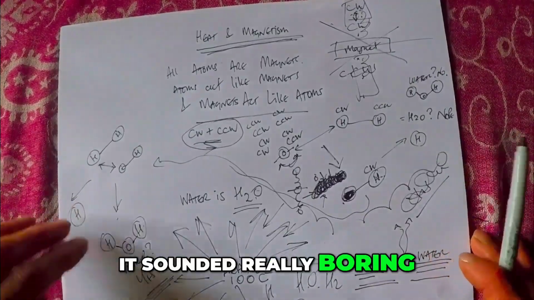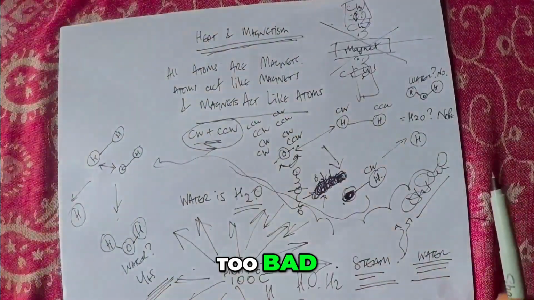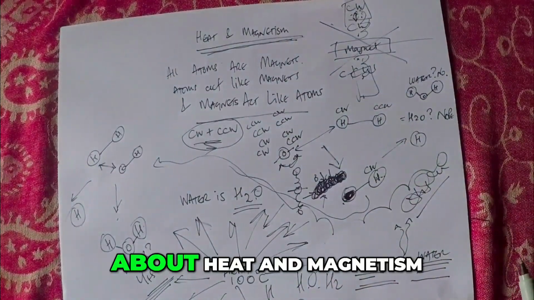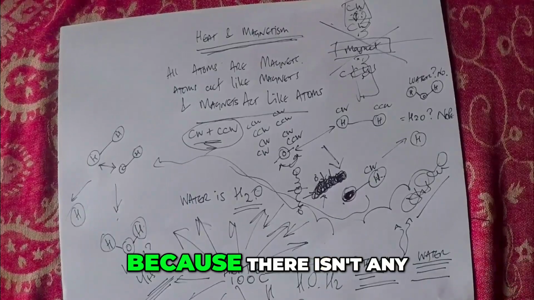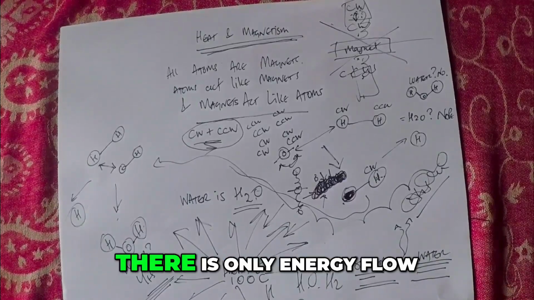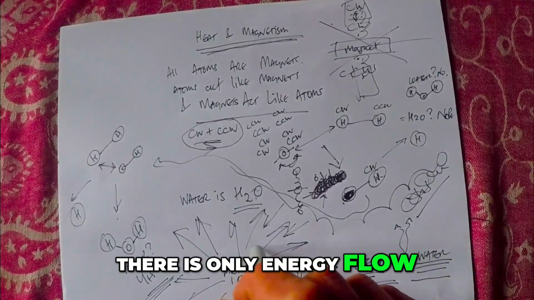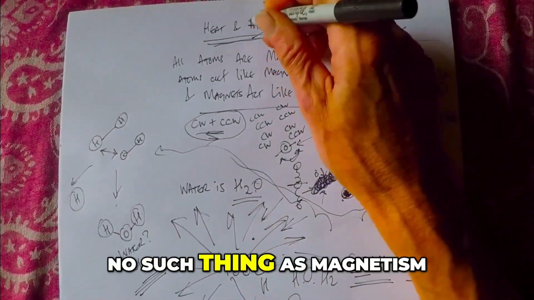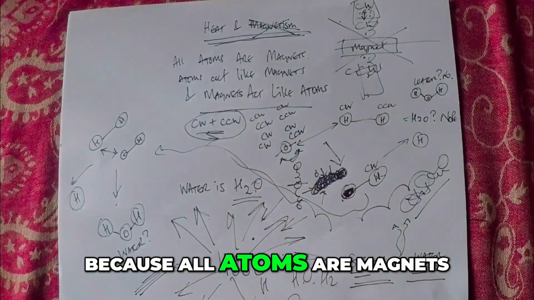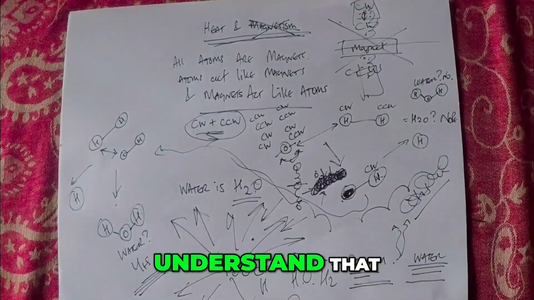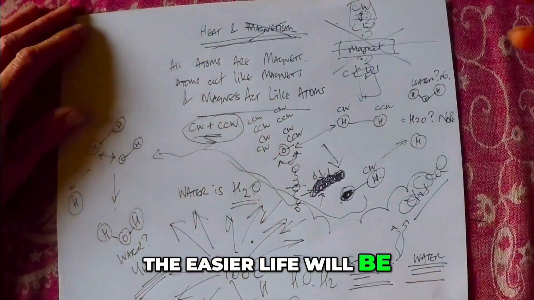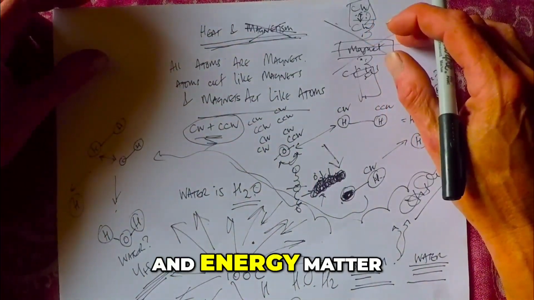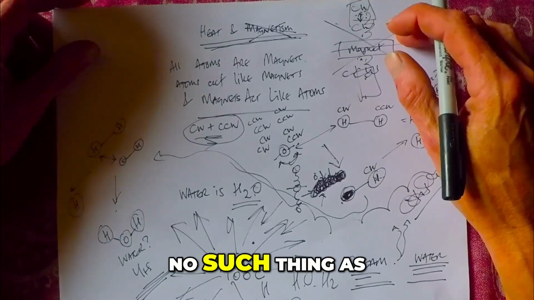I'm sorry it sounded really boring, but I didn't want to mess it up too bad. So, heat and magnetism, why does it happen? Now you know I know pretty much all about heat and magnetism and why it loses its magnetism, because there isn't any such thing as magnetism. There is only energy flow, in or out. No such thing as magnetism, because all atoms are magnets. And the sooner people understand that, the easier life will be. Energy and matter are separate. Energy attracts matter, matter covers energy, and energy moves matter. No such thing as a magnet.